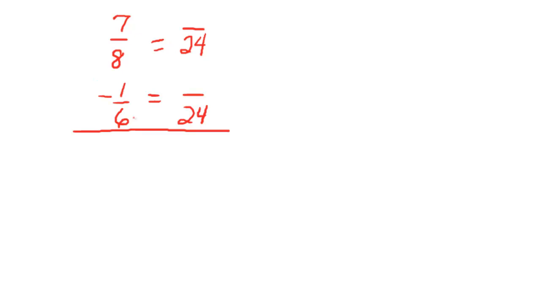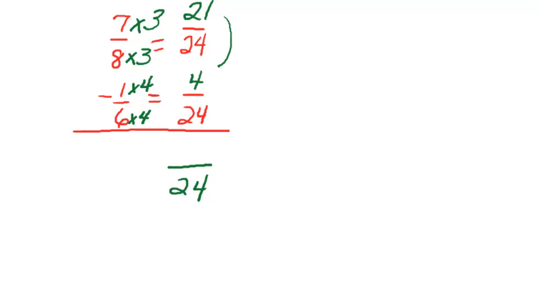So now we're going to change the denominators to 24. I'm going to take the first 2 first since we have to subtract. And so we know that 8 times 3 is 24, so we multiply 7 times 3, we get 21. We know that 6 times 4 is 24, so 1 times 4 is 4. We keep the denominator, we subtract 21 minus 4, and 21 minus 4 is 17.